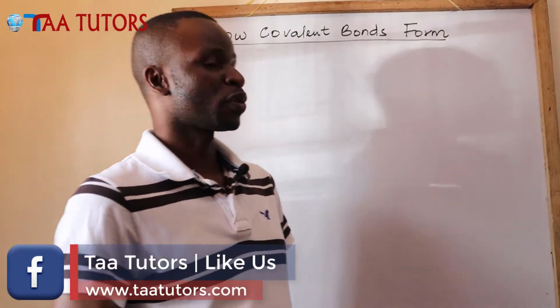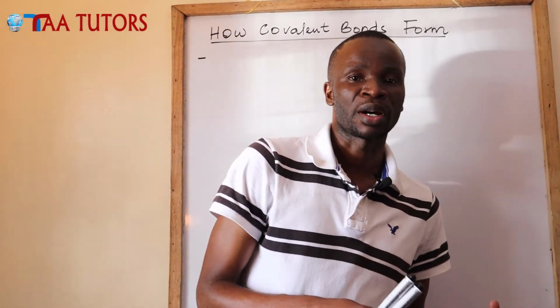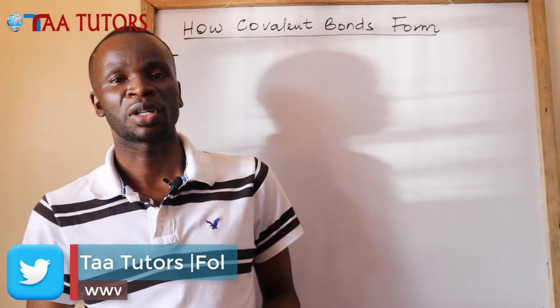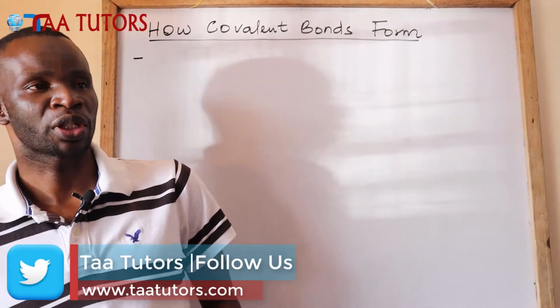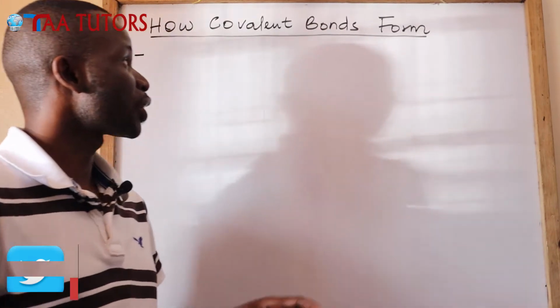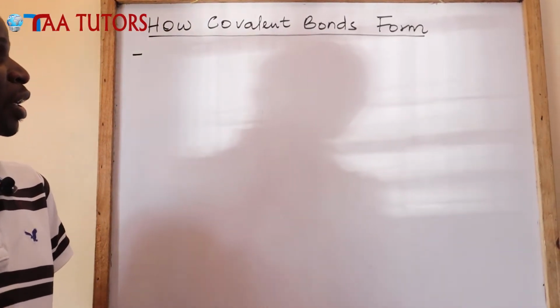In our previous lesson we have looked at dot cross diagrams of covalent bonds and also dative covalent bonds. But today we want to go a little deeper to be able to understand these covalent bonds.